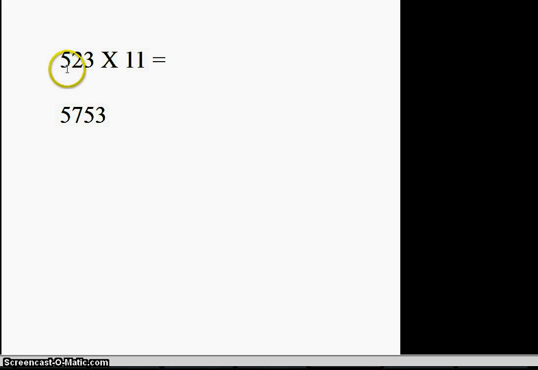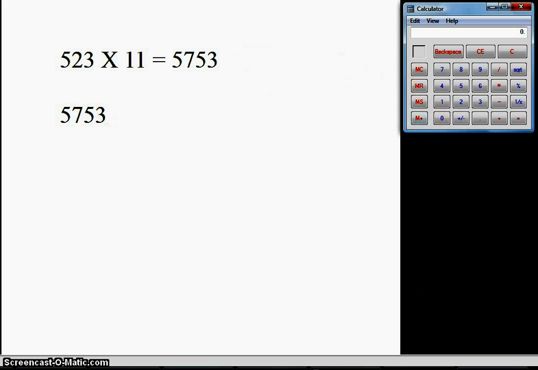So 523 times 11 will give you 5,753. Now let's double check this answer with a calculator. Right, you take 523 times 11 and your answer is 5753. There it goes. Now let's take another example.